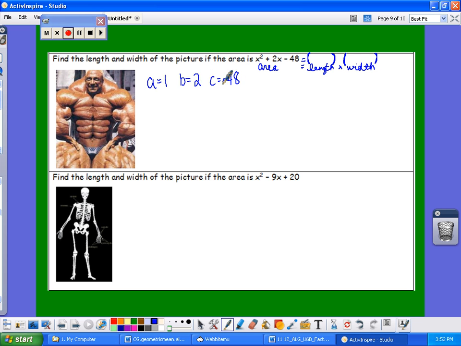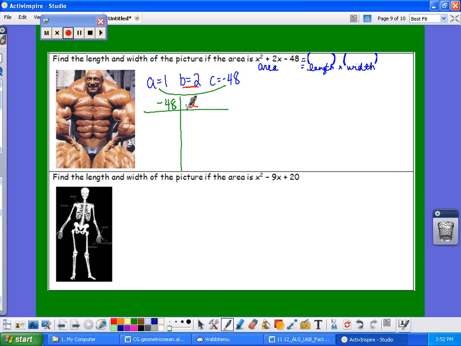I don't want you to skip that step. Okay? So my next step would be A times C, which gives me negative 48. Those are my factors that add up to 2. Okay? So here we go. Let's see if we can find them.